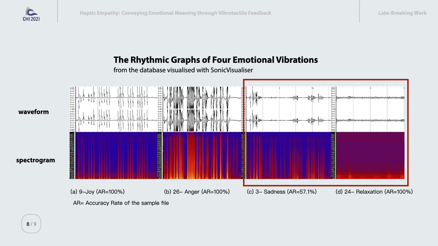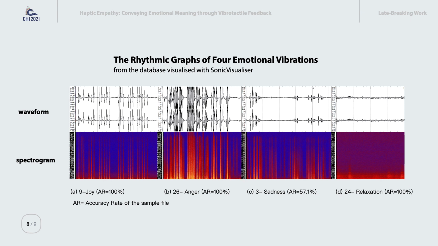With those 2 emotions, the rhythmic content was quite sparse, with much of the waveforms containing large amounts of inactivity. In sadness, the spectrograms had small clusters of rhythmic content. In relaxation, there were nearly no discernible rhythmic peaks.